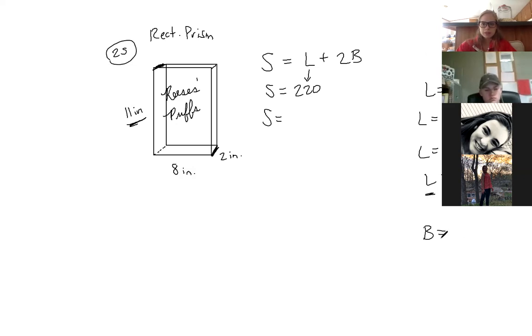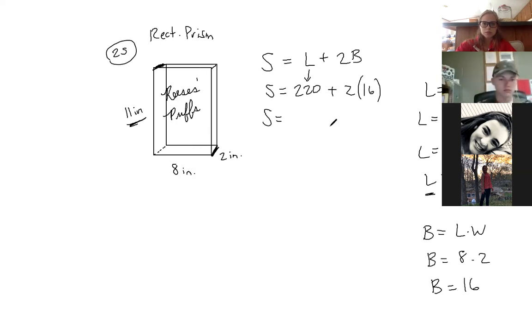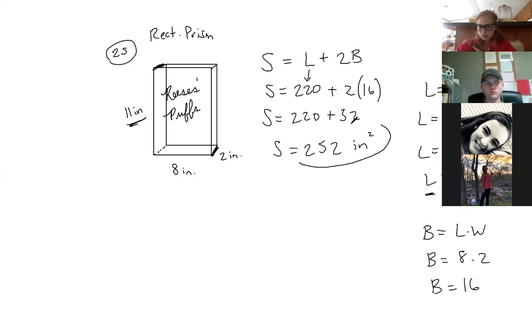How do I find B? That's the area of my base. It's length times width. So the base is 8 by 2. The area of my base is 16, but I have 2. I have a bottom and a top base. So it's 2 times 16, 220 plus 32. My total surface area is 252 square inches.